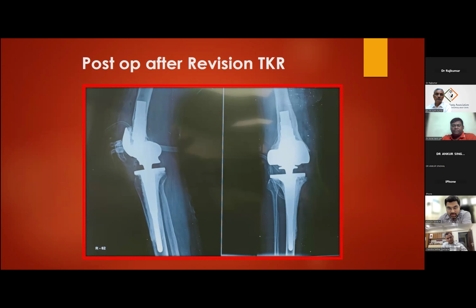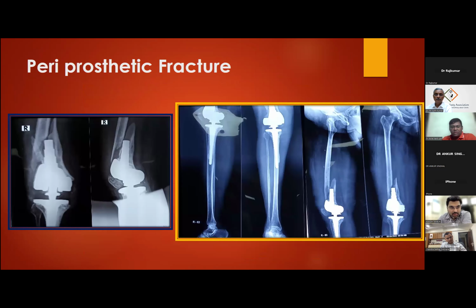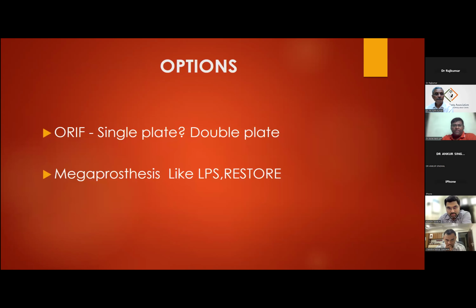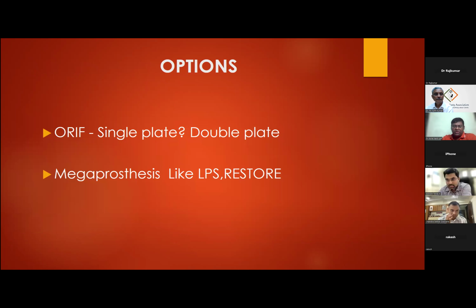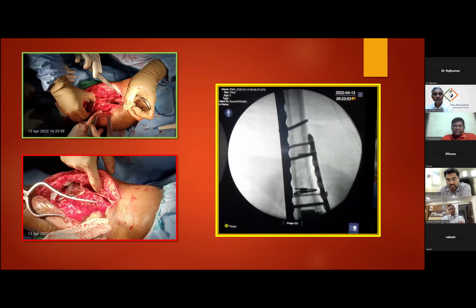We advised the patient not to bear weight for the next 6 weeks. But while turning in the bed after 18 days, the patient got this kind of fracture. It's a Rorabeck type 2. The implants look stable, but the fracture is displaced. So now we have the options of either going for ORIF by single or dual plating, or megaprostheses like LPS or Restoris.